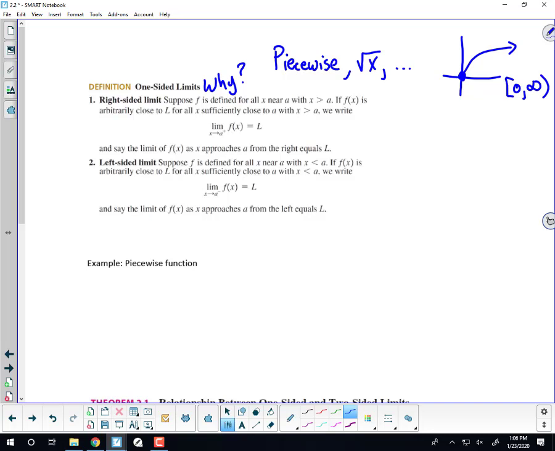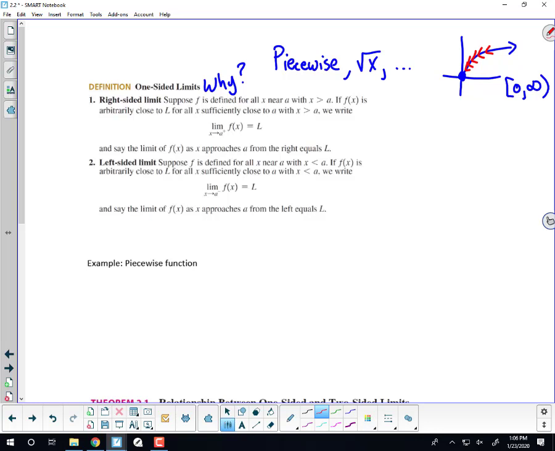So if we're talking about a two-sided limit, we have to be able to approach it from both directions. And we see clearly on the function, there's only one direction in which we can approach 0. So these one-sided limits are natural for certain types of functions with restricted domains and goofy functions like piecewise. Okay.